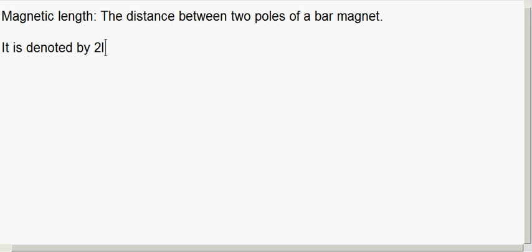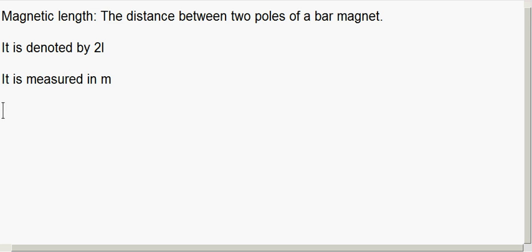And the magnetic length is a vector quantity and it is directed from south pole to north pole of a bar magnet. It is measured in meters, so the SI unit is meter.